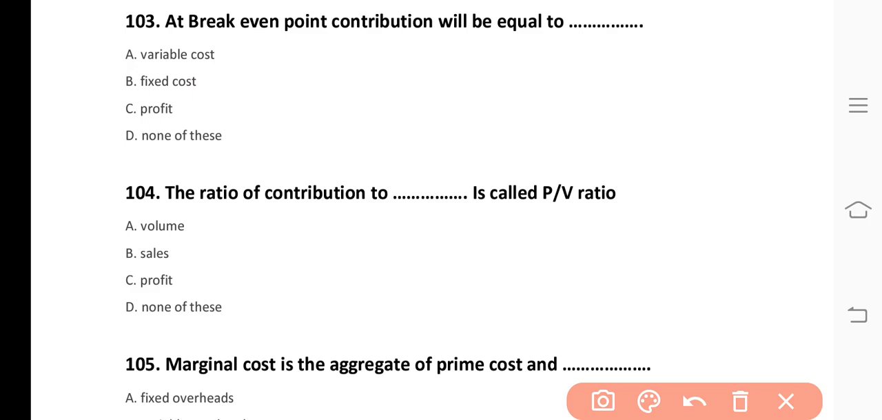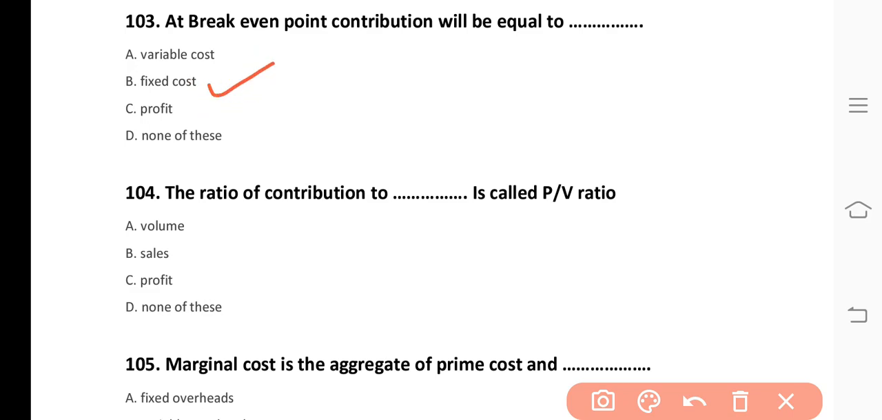MCQs number 103. At break-even point, contribution will be equal to: variable cost, fixed cost, profit, option D, none of these. So the correct option is option B, fixed cost.